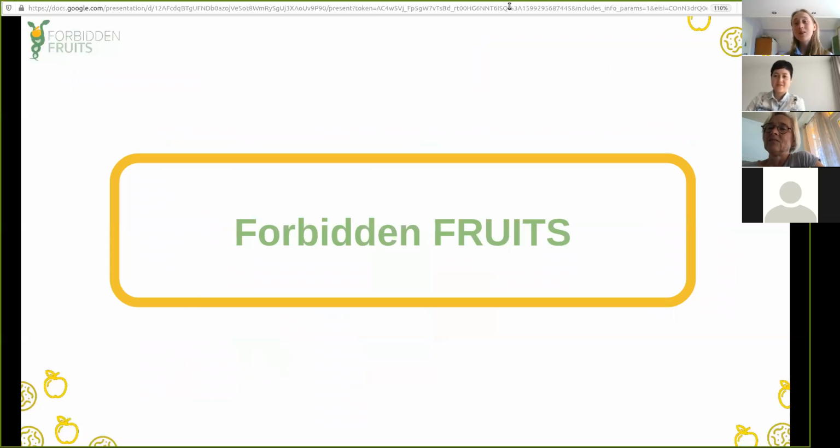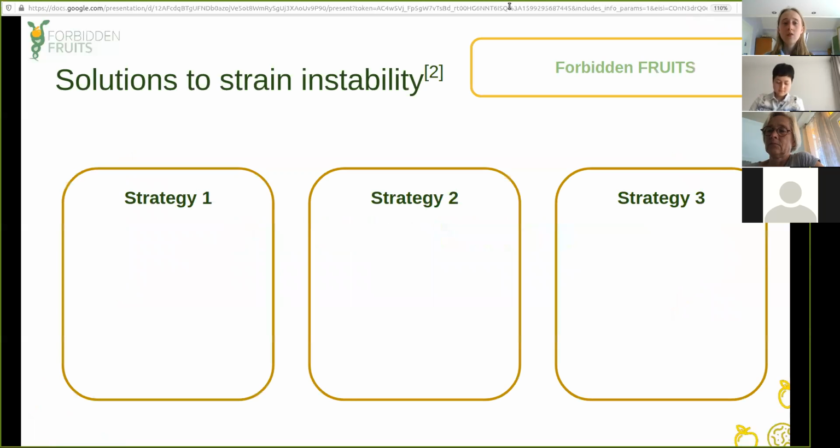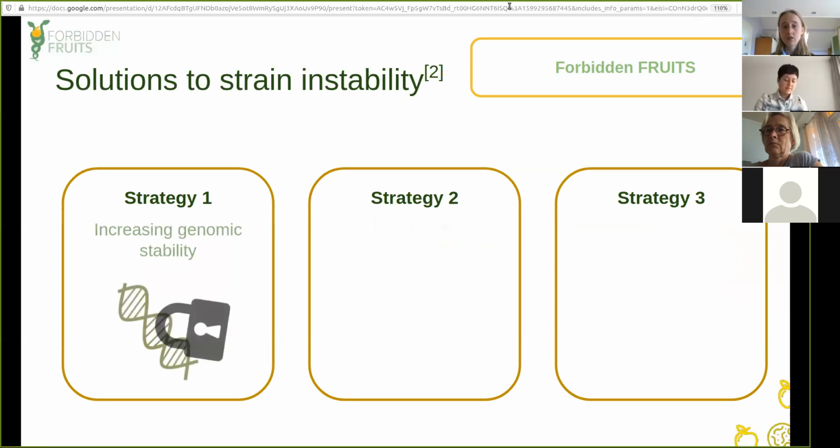So this is sort of where we jump to what we're doing. We are implementing one of the ways to make the bacteria keep producing its product. And there are 3 general strategies, which can be the solutions to the strain instability. The first strategy is increasing genomic stability, which is making the genome more stable so it can't mutate.